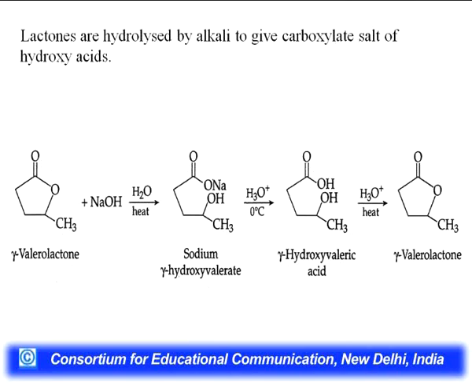Lactones are hydrolyzed by alkali to give the carboxylate salts of hydroxy acids. So, you can see the reaction: gamma valerolactone will give you sodium gamma hydroxyvalerate, which on acidification will give you gamma hydroxyvaleric acid, and after heating it will give you gamma valerolactone, a cyclic ester.